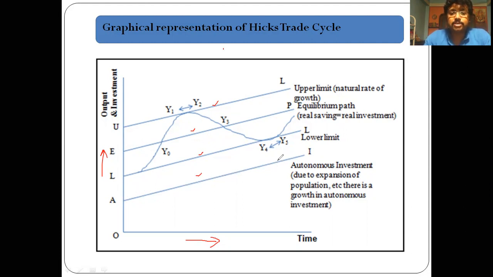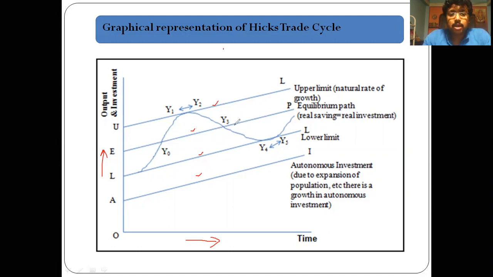It is upward rising because autonomous investment is progressive. It is a special feature in the Hicksian model of business cycle. And there is an EP line. This is the equilibrium path. It shows the warranted rate of growth, where real saving is equal to real investment. In the Harrod model, what is the warranted rate of growth? It is the warranted rate of growth, EP, with the trend.